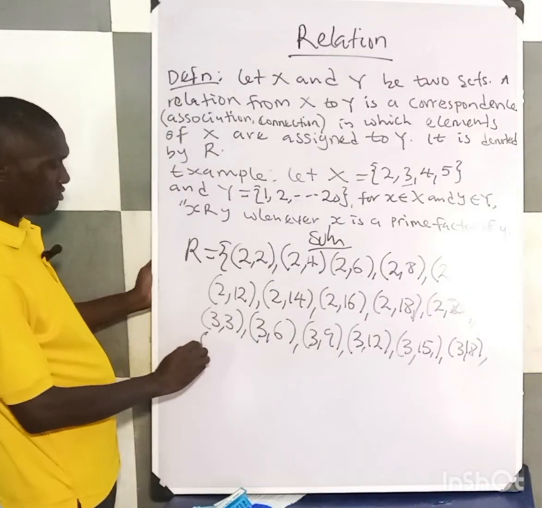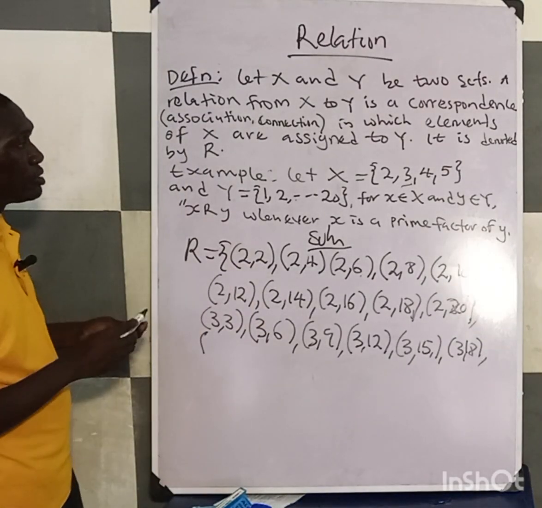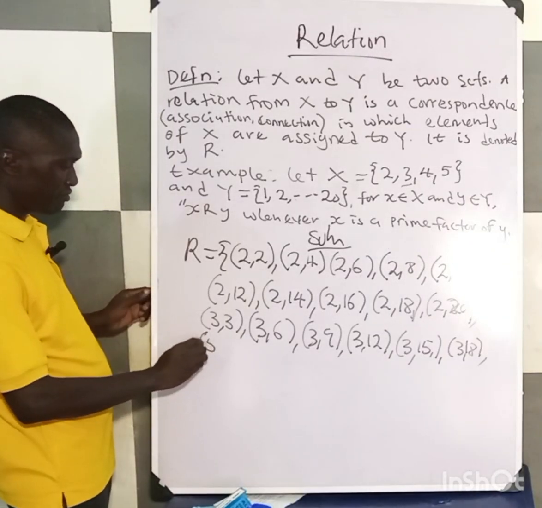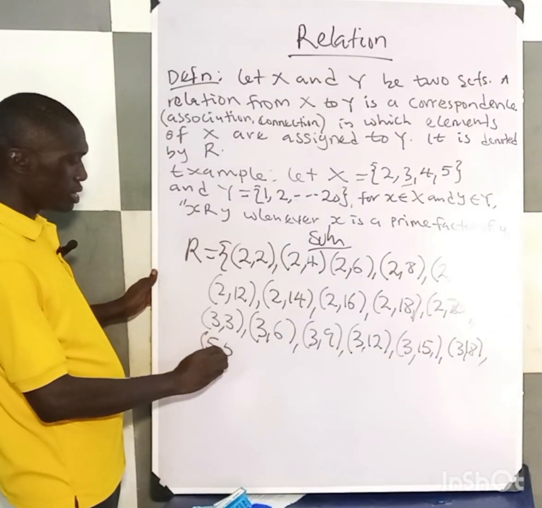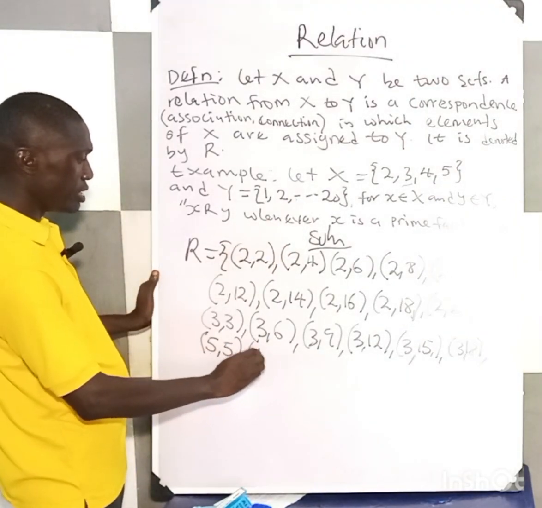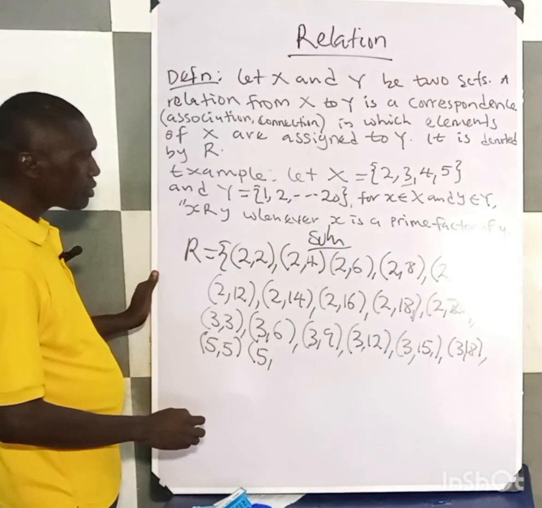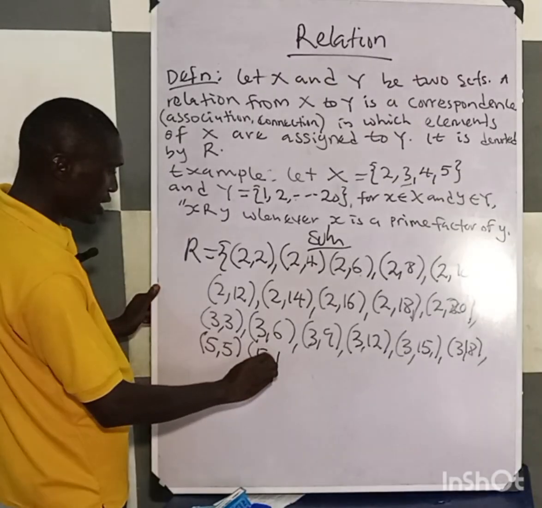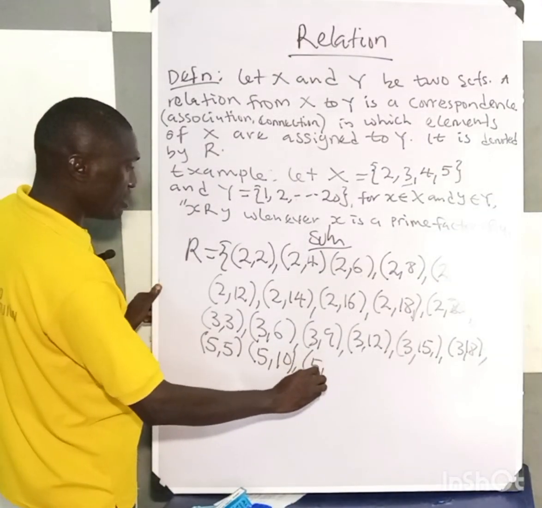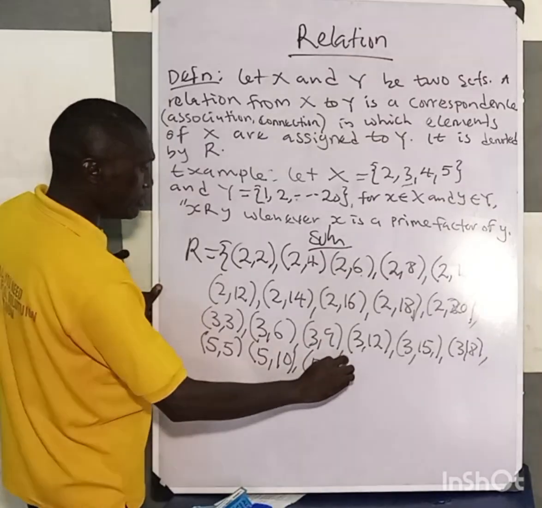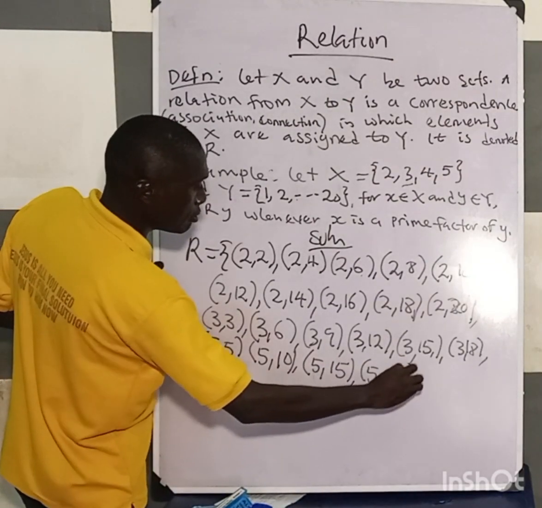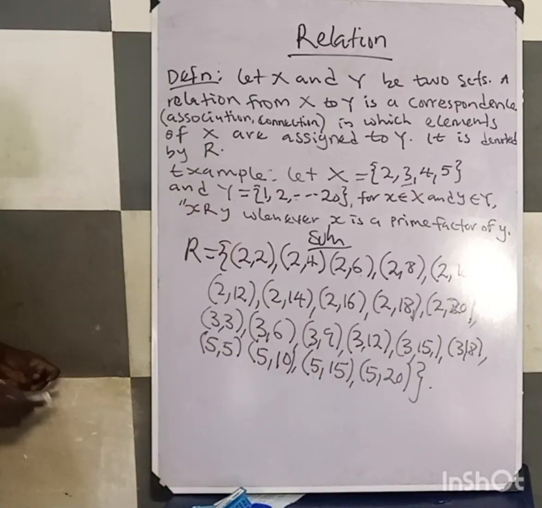Then consider 4. Of course, 4 is not a prime number, so 4 is out of it, so we have 5. The next prime number is 5. We can pick 5 from set y. Then we have 5 and 10. Then 5 and 15. We also have 5 and 20. All right. That is it.